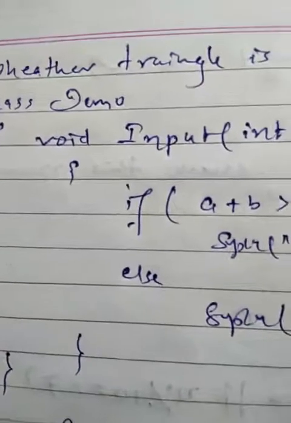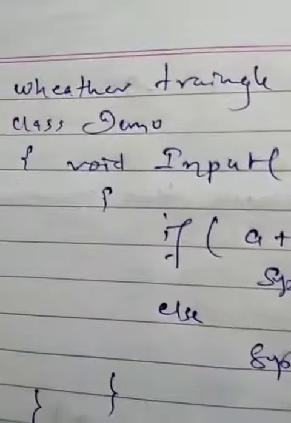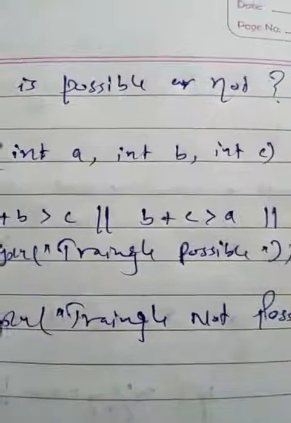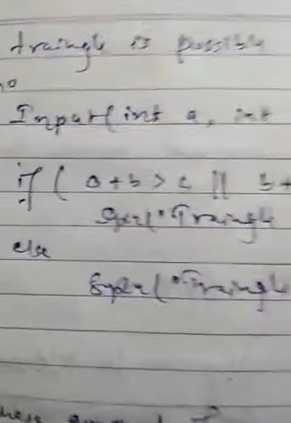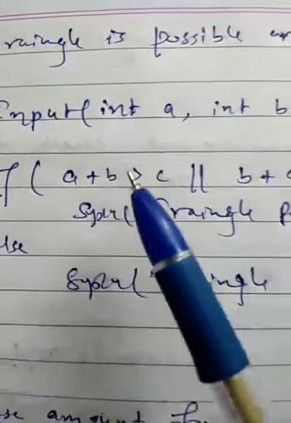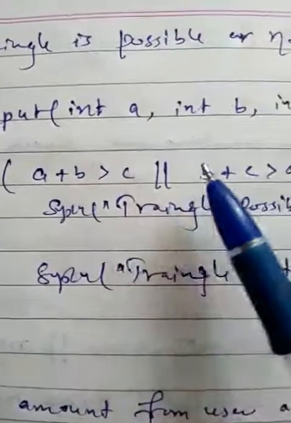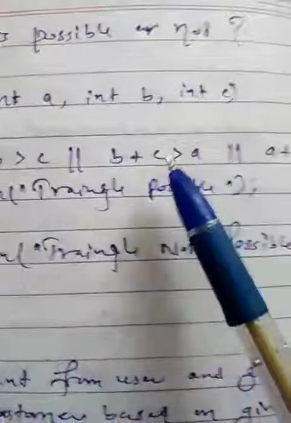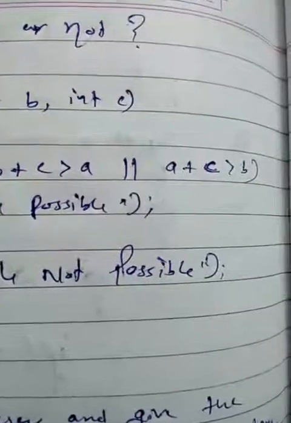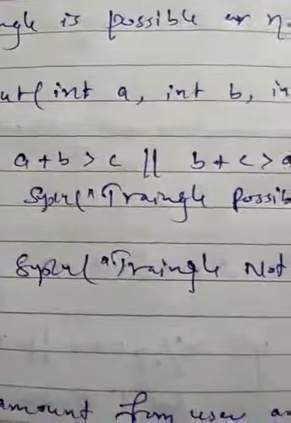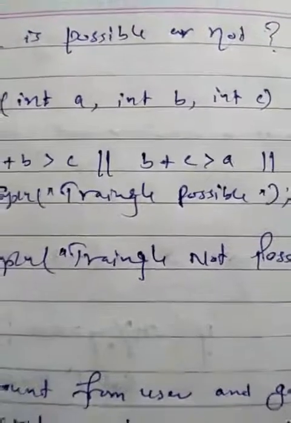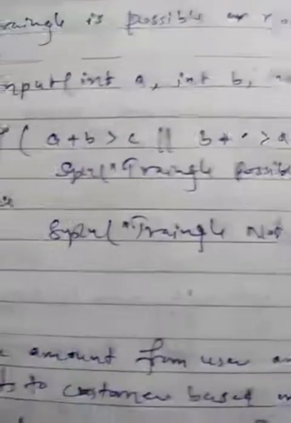So in this question we have to input three sides. We take class Demo, void input, and the three sides a, b and c. These are for the input, and there is the condition: if a plus b is greater than c, or b plus c is greater than a, this is the first condition, this is the second condition, and the third condition is a plus c is greater than b. If any one of these conditions is true, then we will print triangle is possible, otherwise triangle is not possible.